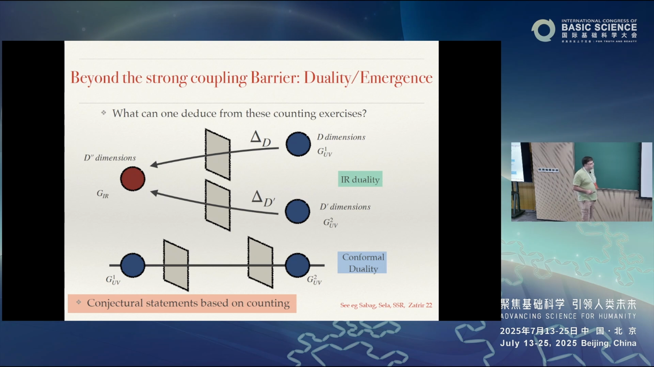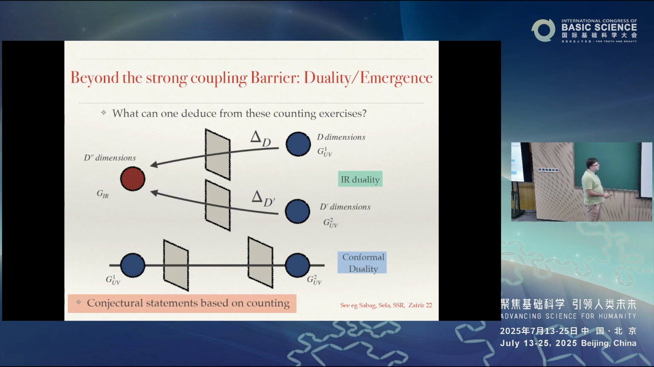Another interesting question is the question of emergence. So you can ask, if you have some global symmetry in the UV, what is the global symmetry in the infrared, whether the symmetry is bigger or smaller. And this type of topological computations can actually tell you what is the symmetry in the infrared under certain assumptions. And this actually will play some role in what I'm going to tell you.